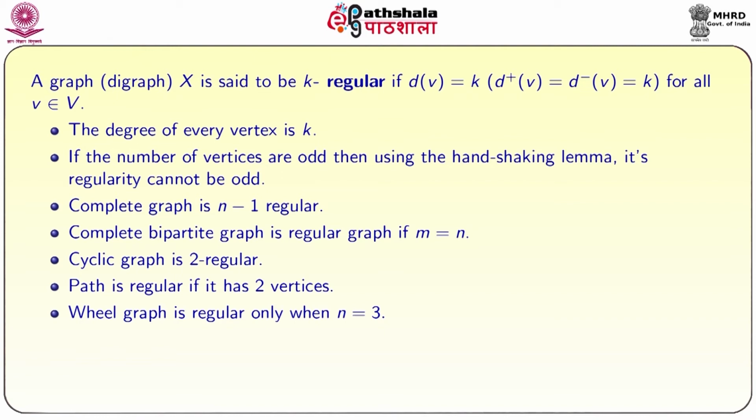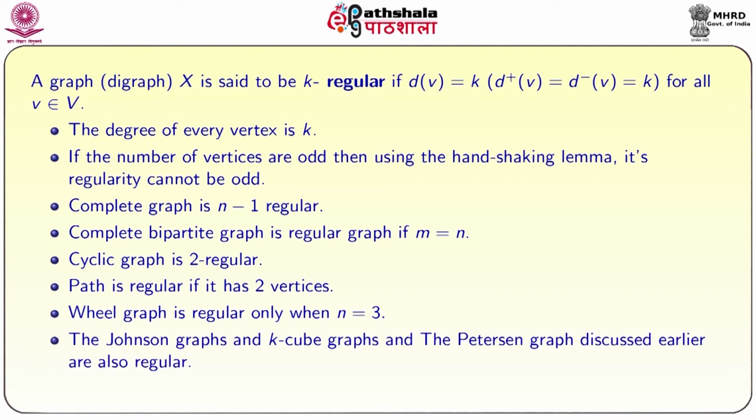And a wheel graph is regular only when n is equal to 3. As we observed in the wheel graph, the degree of each vertex is 3 except the hub. So if n is equal to 3, in that case the hub is connected to only 3 vertices. In that case only the degree of each vertex is 3. So wheel graph is regular only in one case, that is n equal to 3.